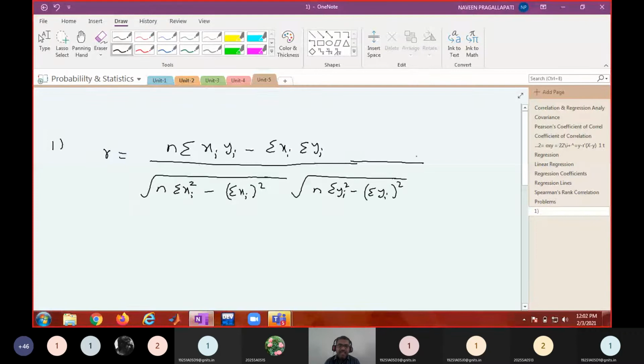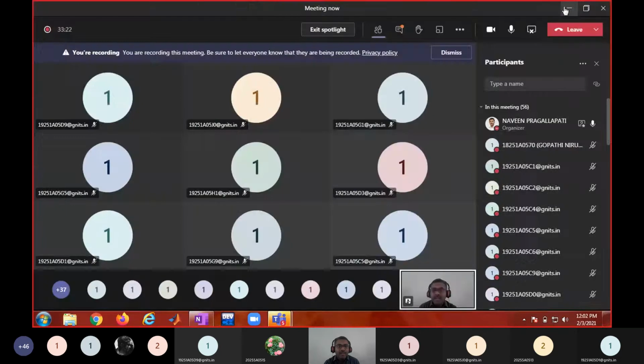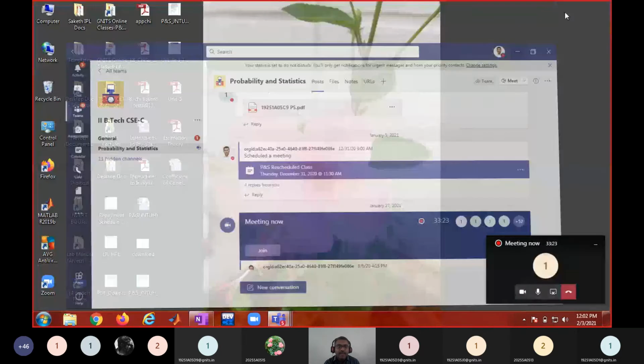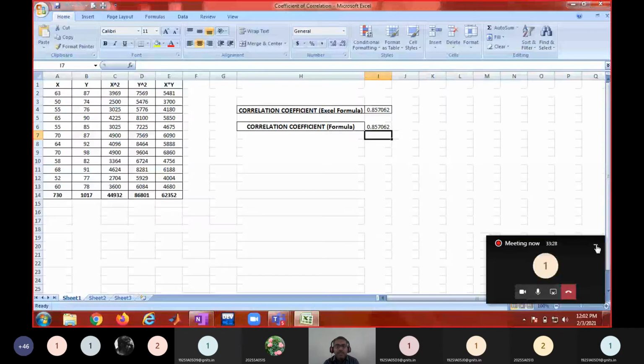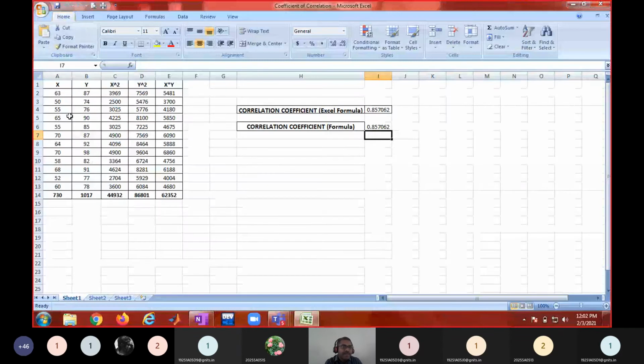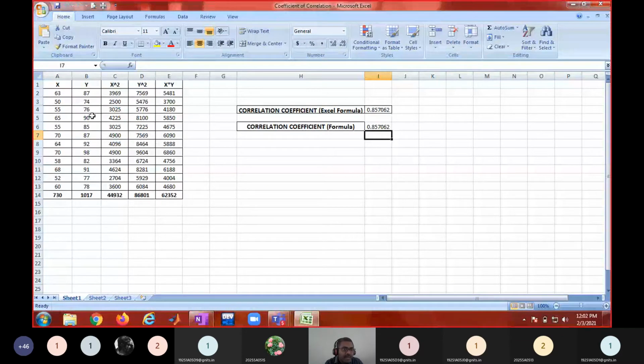What we require is sigma xi, sigma yi, sigma xi square, sigma yi square, and sigma xi yi. So you prepare columns for that and use your calculator to find out these values. I did all those things in an Excel file, and I want to show you that one. In a similar manner, using your calculator, you do it here. Are you able to see this table? Yes, sir.